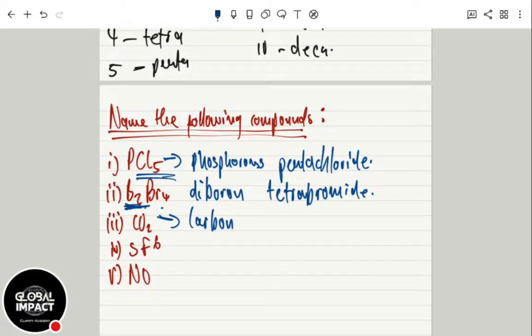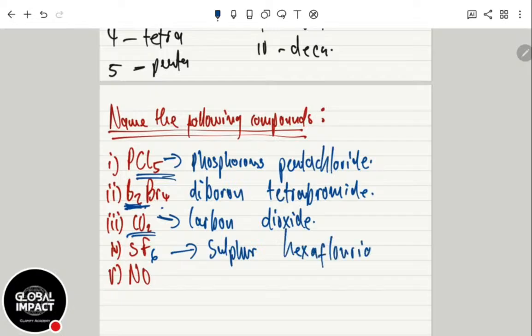For him as well. Here it is carbon, but I see that this is a 2-atom thing. I should be able to name this. This is carbon, but there are 2 oxygens, so it will be di, then oxide. Then here we have SF6. What is it going to be? Sulfur. Then 6 is going to be what? Hexa. Then fluoride. Don't forget it's fluoride.